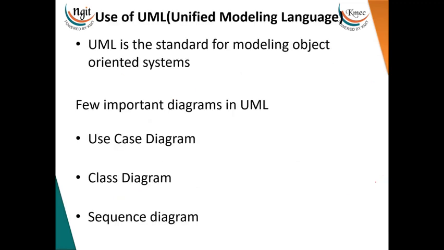Then what is the use of UML? UML, that is Unified Modeling Language, is the standard for modeling object-oriented systems. Of course, there are a lot of UML diagrams. For example, the use case diagram shows the user interactions. Then the class diagram defines the classes, attributes, methods, and relationships. And then the sequence diagram shows the visual interactions between the objects over time.